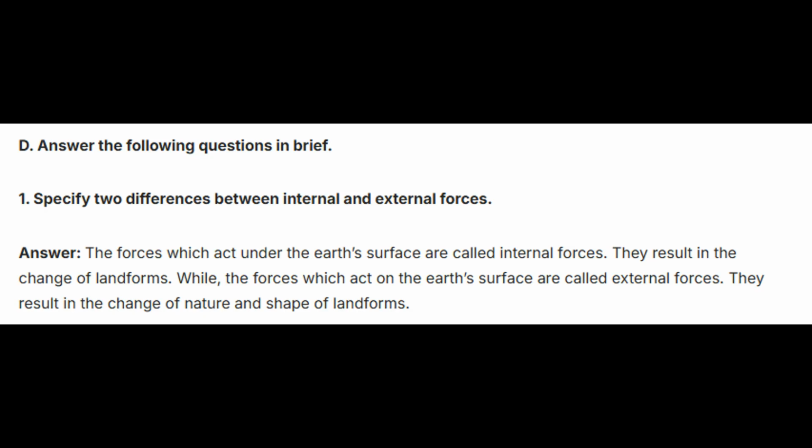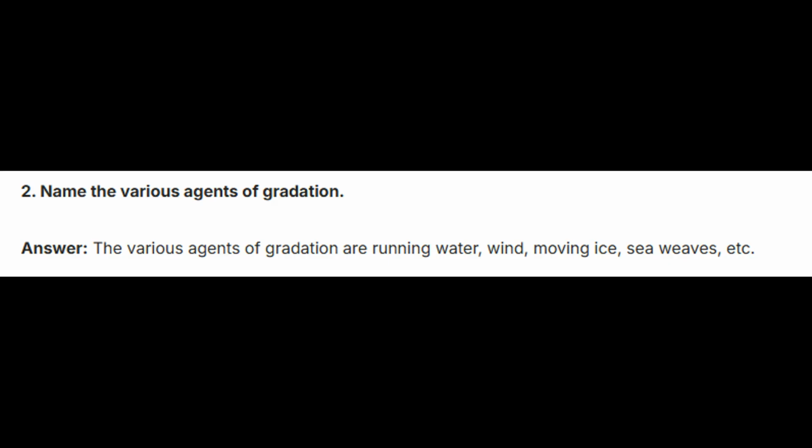D. Answer the following questions in brief. First, specify two differences between internal and external forces. Answer. The forces which act under the Earth's surface are called internal forces. They result in the change of landforms, while the forces which act on the Earth's surface are called external forces. They result in the change of nature and shape of landforms. Second, name the various agents of gradation. Answer. The various agents of gradation are running water, wind, moving ice, sea waves, etc.